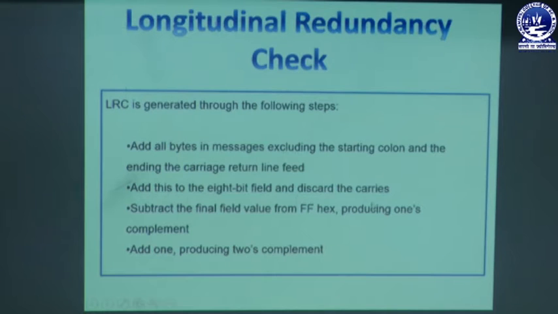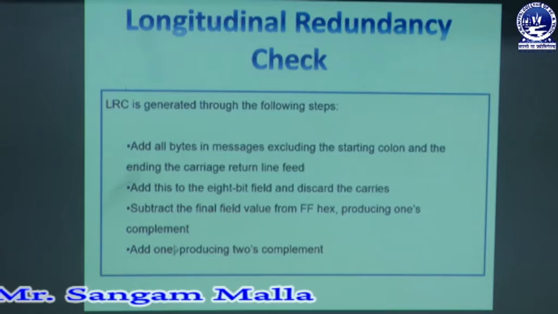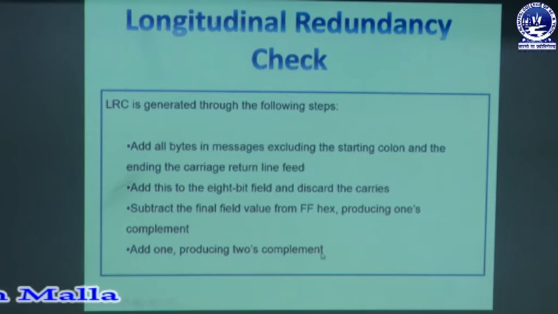That means, after discarding the carries, whatever 8 bit field we have found, we have to subtract it from the final field value and produce the 1's complement of that value. Now, we have to add 1, producing the 2's complement. So, after getting the 1's complement, we have to add 1 more in order to get the 2's complement. In this way we can go through the steps in order to generate the LRC.